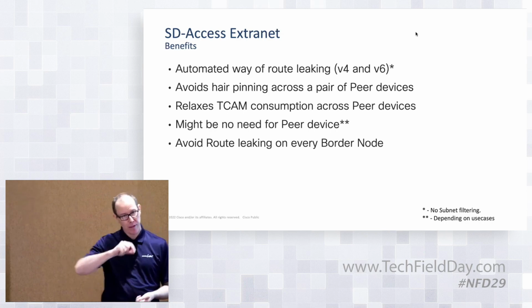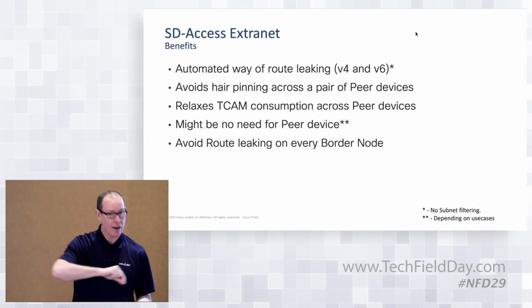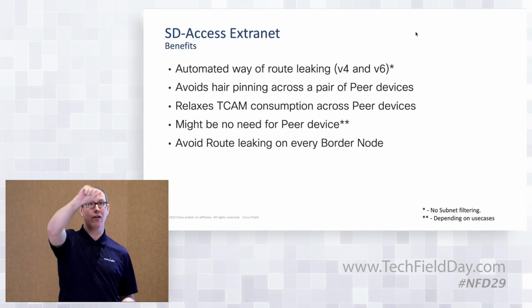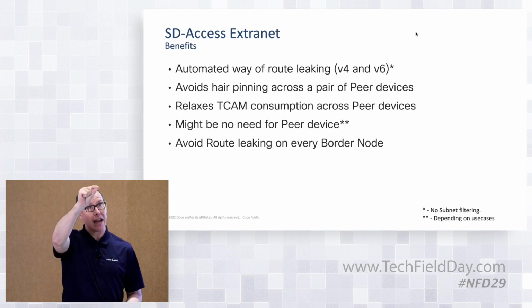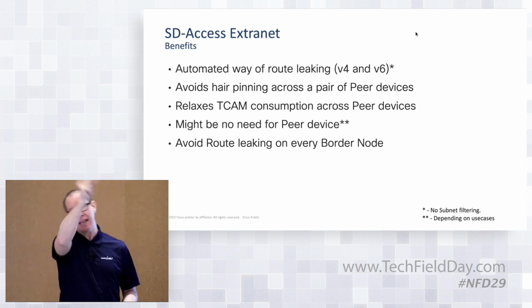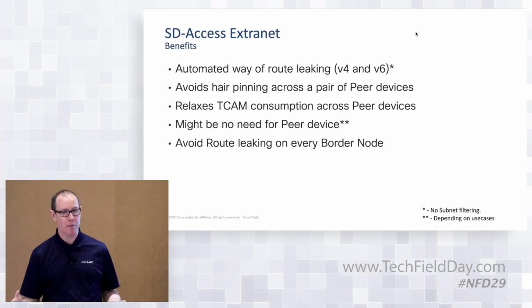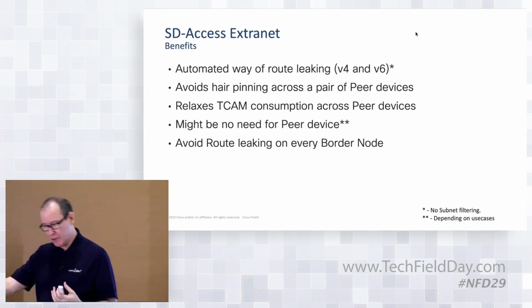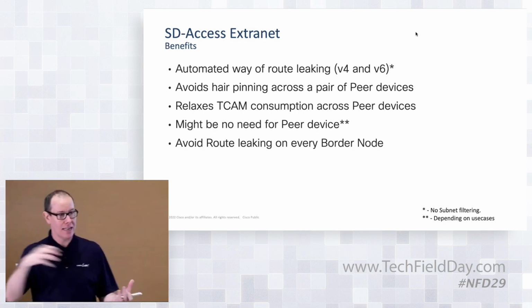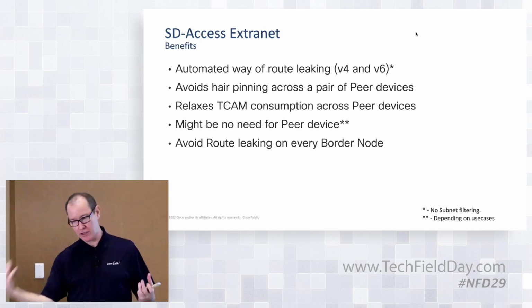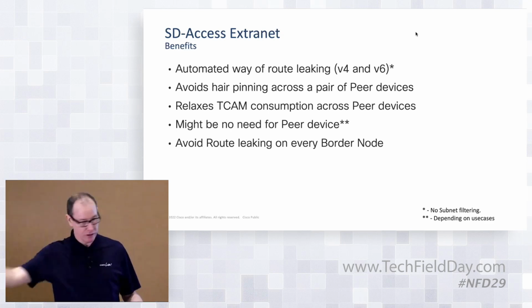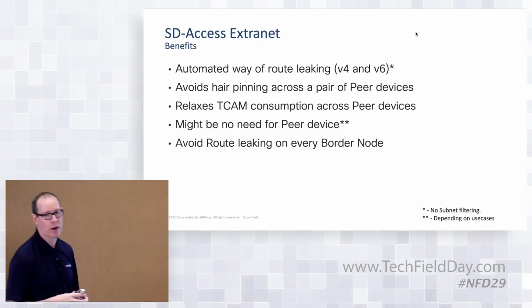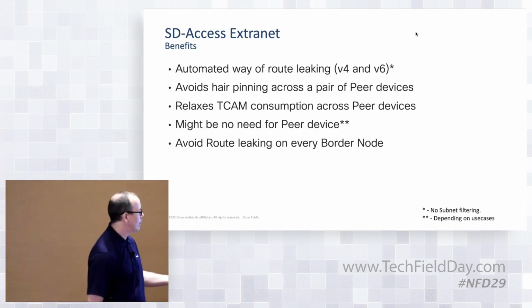It avoids hairpinning. If you remember the first picture I showed you, if I wanted to go from green VN to red VN, I actually went out, hit the peer device, and then hopped over via VRF route leaking and then came back down. So this could avoid hairpinning. If, for example, my two VNs that are publisher and subscriber are within the site and aren't even leaving the fabric, like a server hanging off an edge node, I'll just go across my underlay. I'll never even touch the border. So I don't have any hairpinning with that.